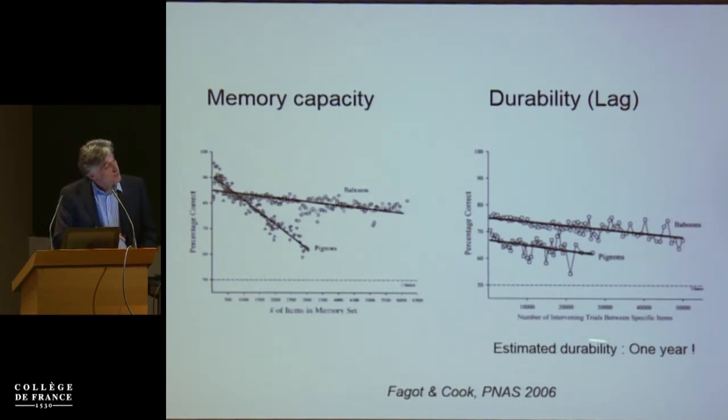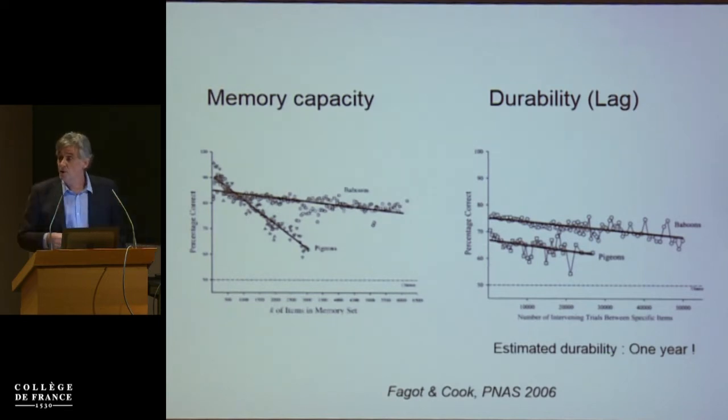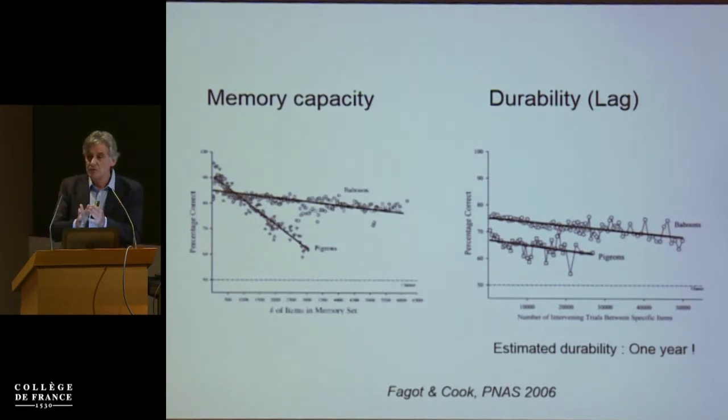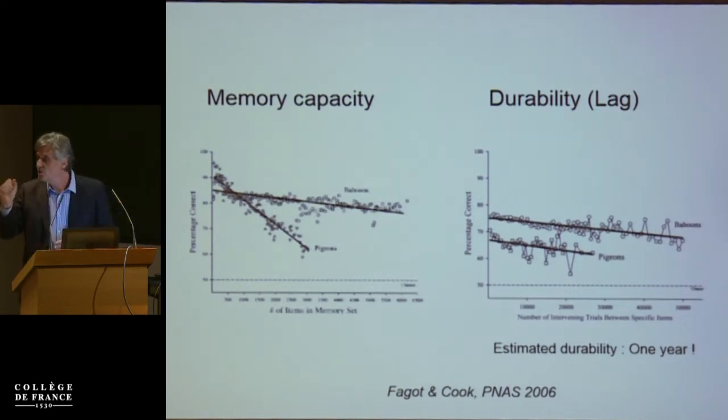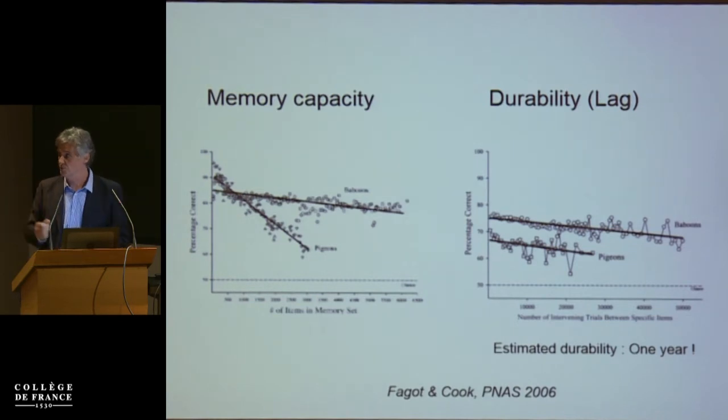And this can be estimated in our study by about 1 year. So probably the animal can just see a picture, answer to a picture. If it doesn't see the picture during 1 year, probably it will know after 1 year what is the correct response to that picture.